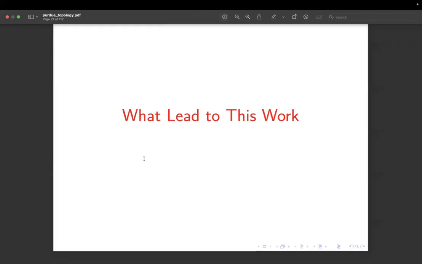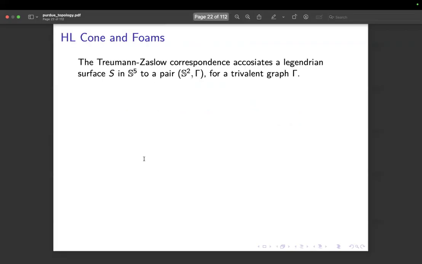Okay, so now I'm going to take a step back and tell you what led me to this work. So the Treumann-Zaslow correspondence. Here I'm talking about things that are close to the SYZ conjecture of mirror symmetry. And they wrote a paper in 2018 called Cubic Planar Graphs and Legendrian Surface Theory. What they do is take a pair, S2 and gamma. That means gamma is a trivalent graph. And this time S2 has a role to play. It's not just that it's a planar graph, but the plane is playing some role.